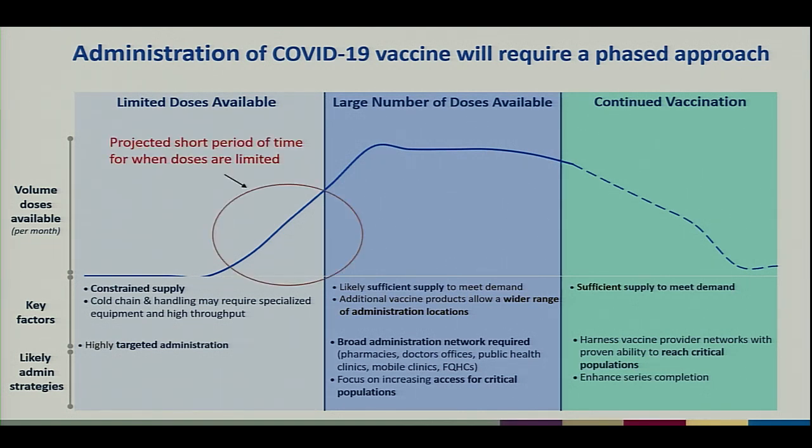However, today I'd like to focus the ACIP members' attention on the first phase, the period projected to be short, in which we may have limited doses and administration may be targeted. How can we best achieve the objectives of the program during this period? Next slide.